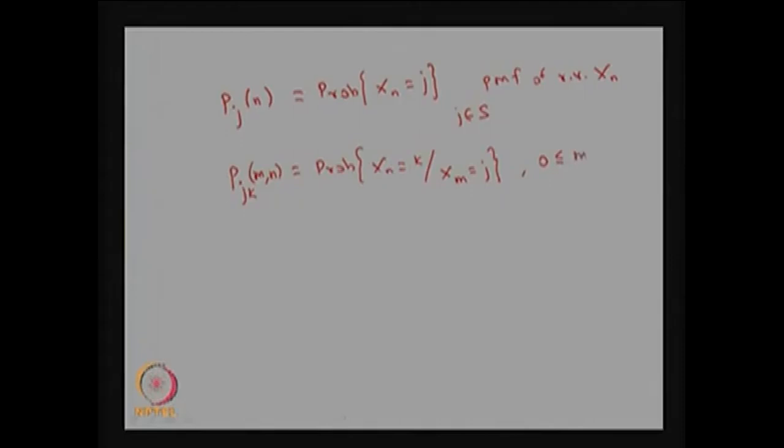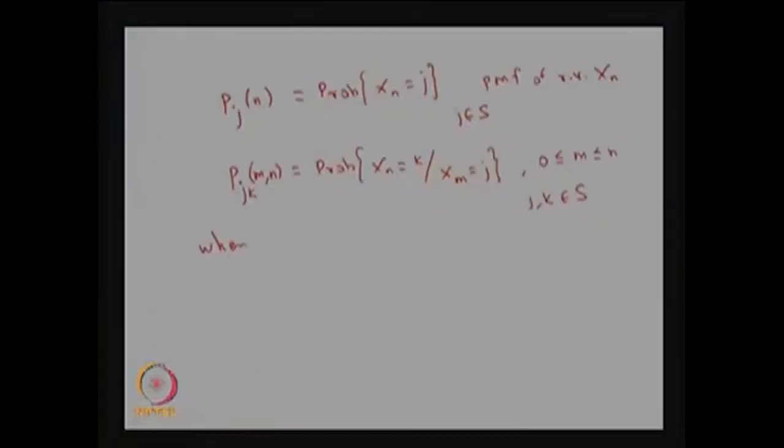Obviously, m lies between 0 and n, for every m and n, and j comma k belong to the capital S. So, this is a conditional probability distribution of the random variable X_n with X_m: at the mth step the system was in the state j, and at the nth step the system is in the state k, and this is a conditional probability with the two arguments m comma n. So, this is the probability that the system makes a transition from the state j at step m to the state k at step n, and this is called the transition probability function of the discrete time Markov chain.